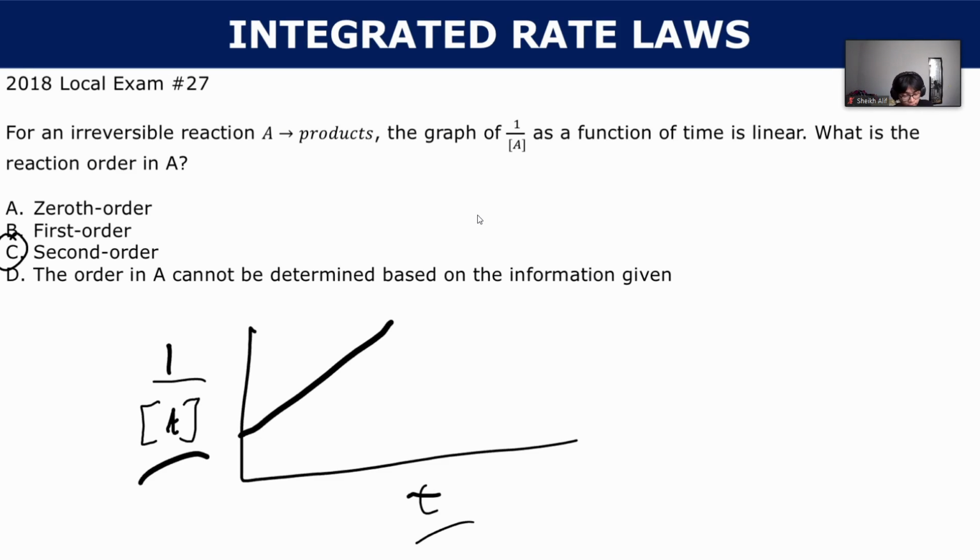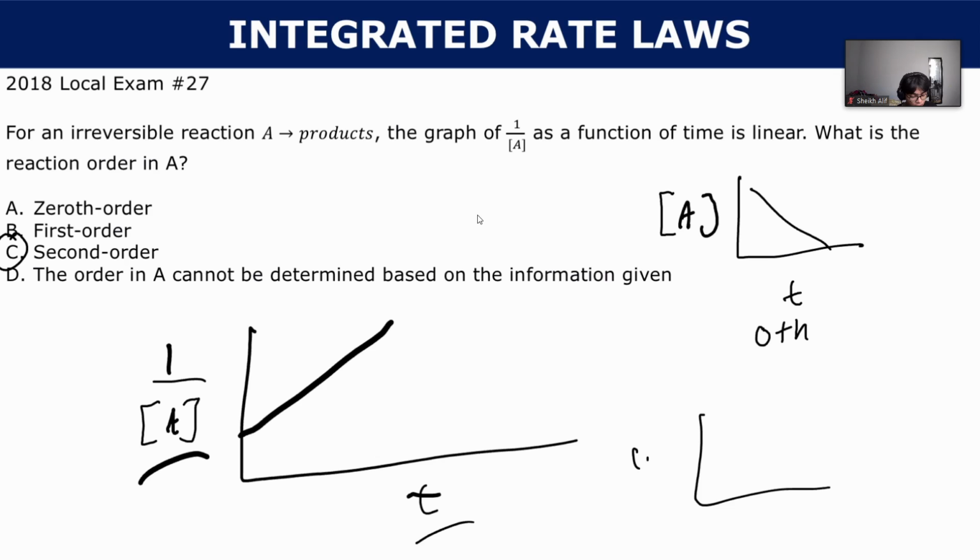Now, if we were told that the concentration of A with respect to time was linear, then we would know that would be a zero order reaction. And if the natural log of the concentration of A graphed with respect to time was linear, then we know that would be first order. But we're told that 1 over the concentration of A is linear, and that is characteristic of a second order reaction. So our answer here is C, and that is the correct answer.